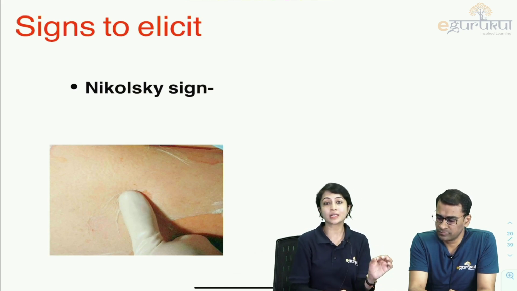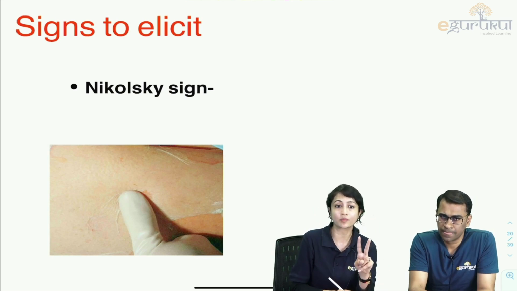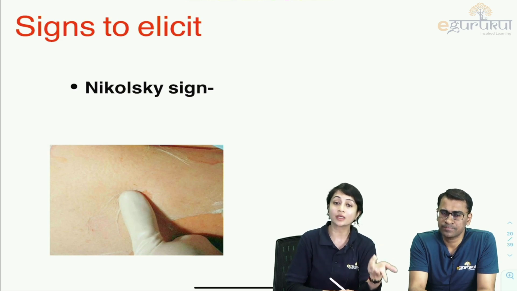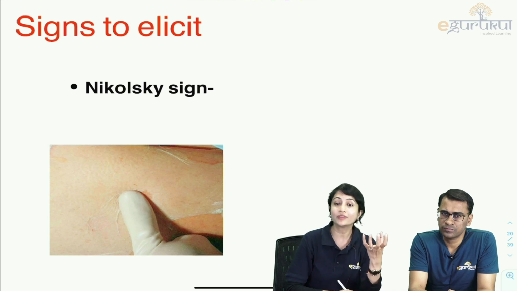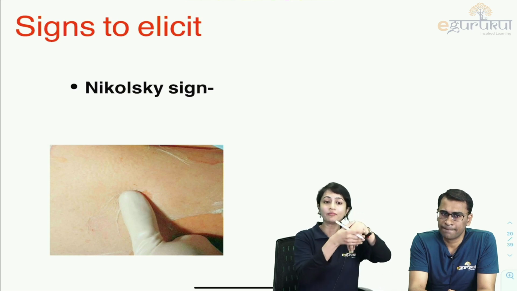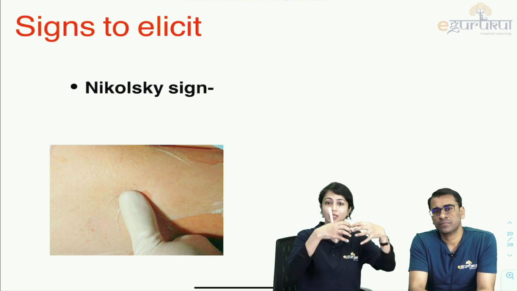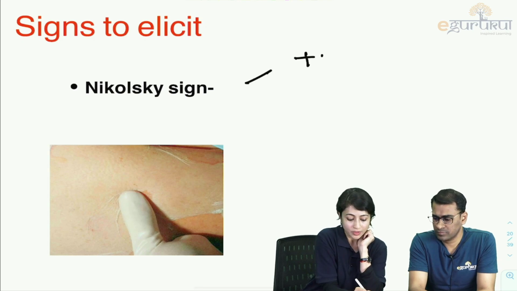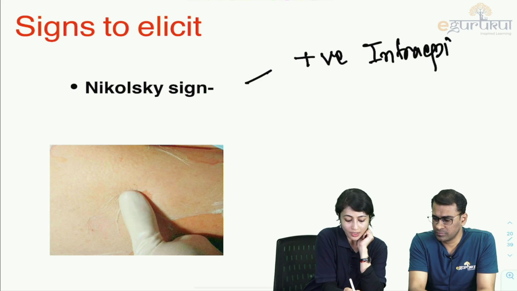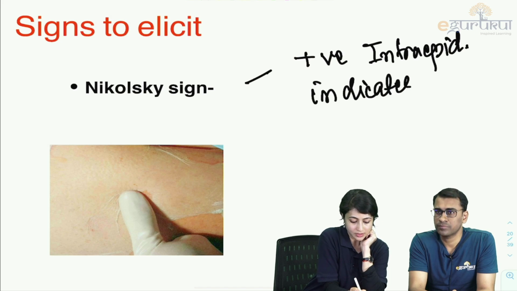So this sign tells me 2 things. It tells me that there is activity of disease present. And second, it tells me again that I'm dealing with an intraepidermal disorder. Now, if there is a subepidermal disorder and I try to do this, I cannot shear off the epidermis because my epidermis there is normal. My keratinocytes are tight enough. So this sign would be positive in intraepidermal disorders, and this always indicates activity of the disease.